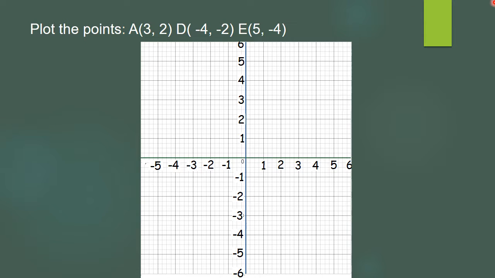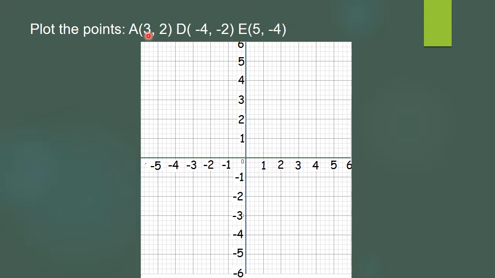The question is: plot the points A (3, 2), D (minus 4, minus 2), E (5, minus 4). Now first, A (3, 2). 3 is positive, and this is also positive. It indicates that the point is going to lie in the first quadrant.